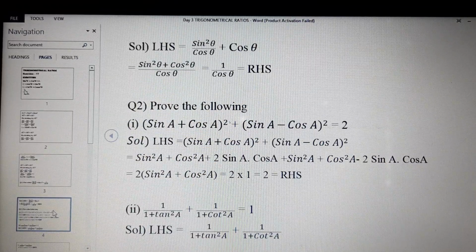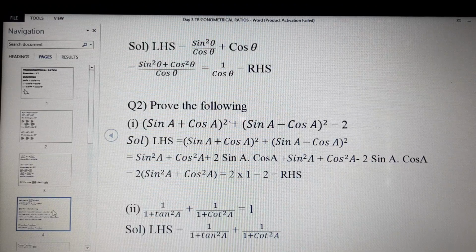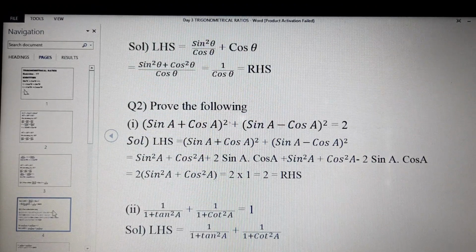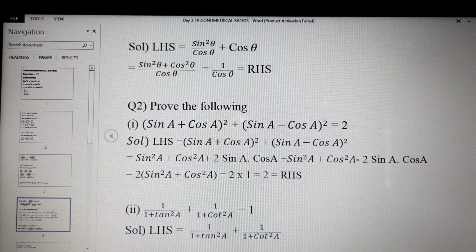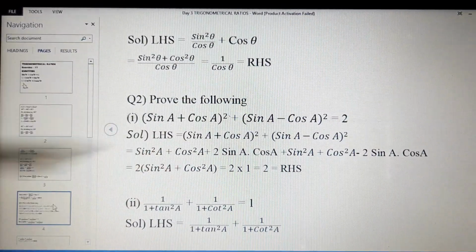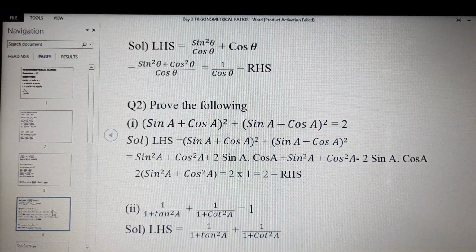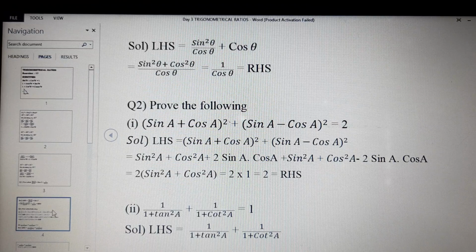Okay, we'll do question number 2. It is (sin A + cos A)² + (sin A − cos A)². We have written LHS. As we can see, it is (A + B)² and (A − B)², so we have to use the expansion formulae for (A + B)² and (A − B)².